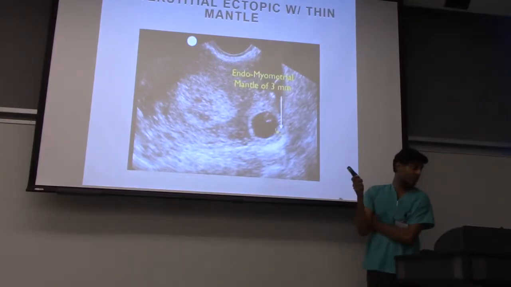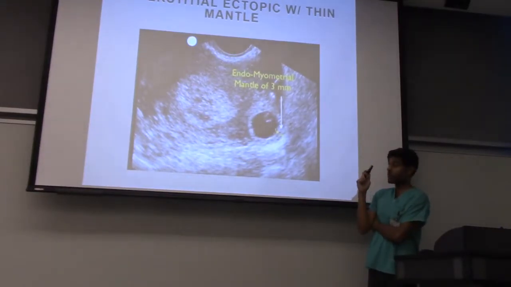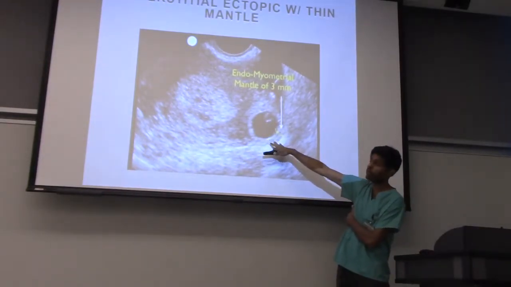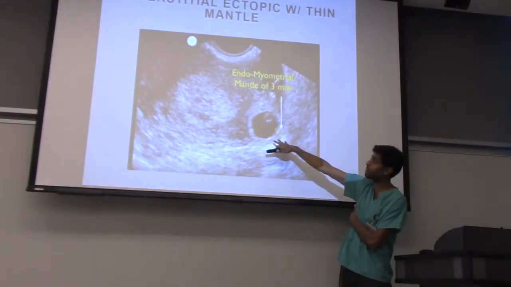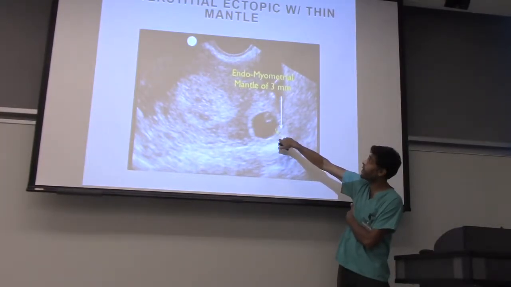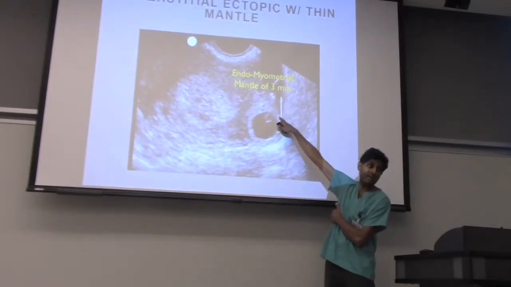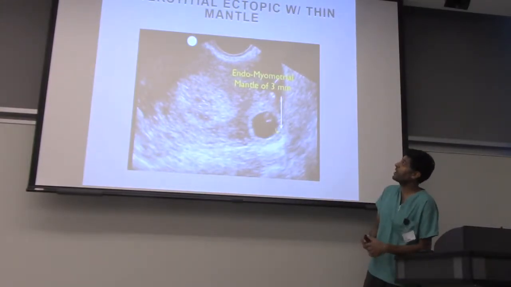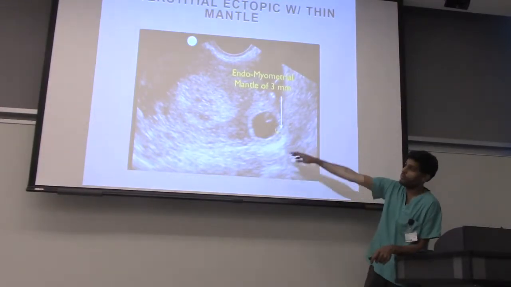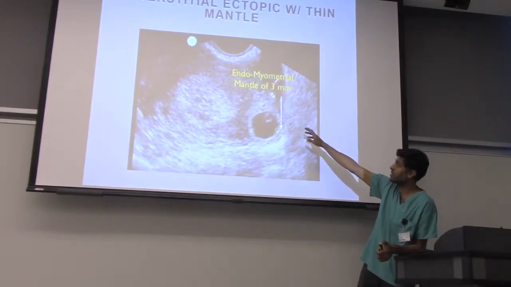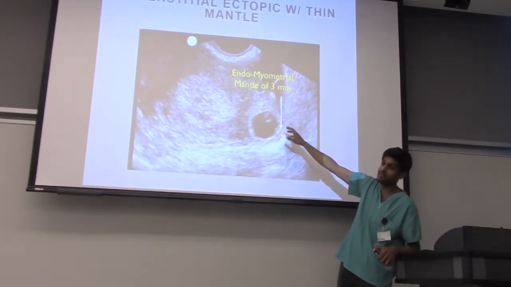And other things that should really go off in your mind when you see a picture like this is that this is abnormally close to the wall of the uterus. It should never be that peripheral. And the endomyometrial mantle is very, very thin. You can see very obviously that it's not thick and appropriate. The appropriate endomyometrial mantle should be greater than 8 millimeters. You can measure this with calipers. Every resident knows how to use the calipers. This is 3 millimeters, and that is also totally abnormal.